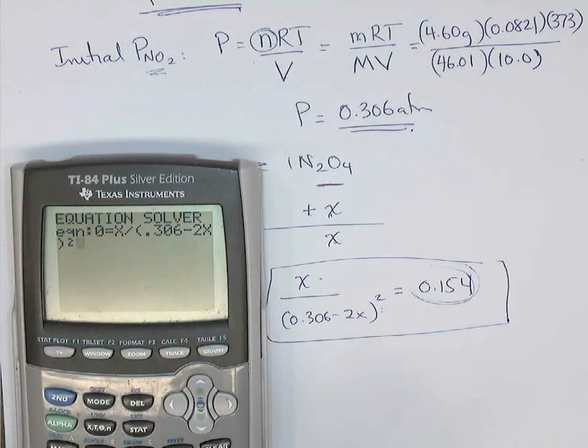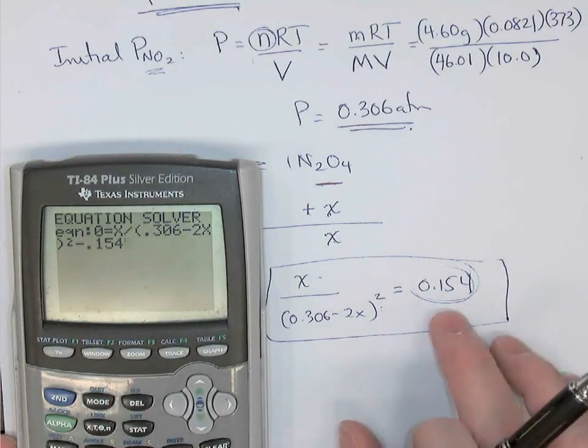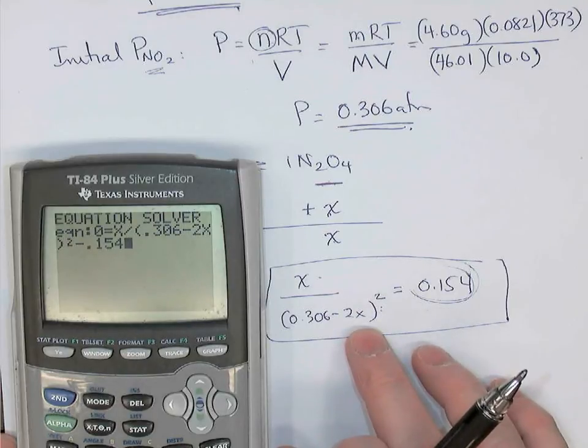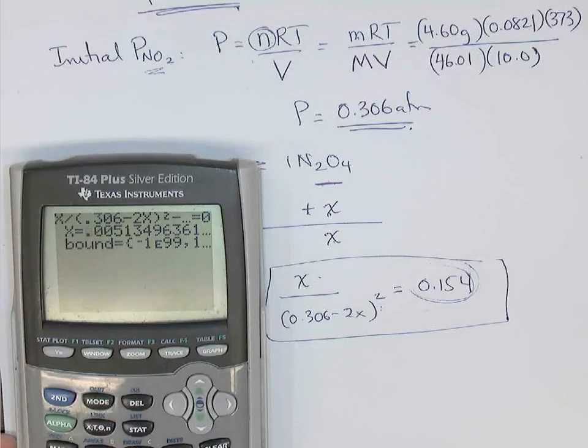Of course you could have done it the other way around. You could have typed 0.154 minus all this algebra. That would be just as good. So minus 0.154, since I'm bringing the 0.154 to the left in this case. And now enter. The middle line now, I'm going to give it a guess. My guess is almost always just a 0.